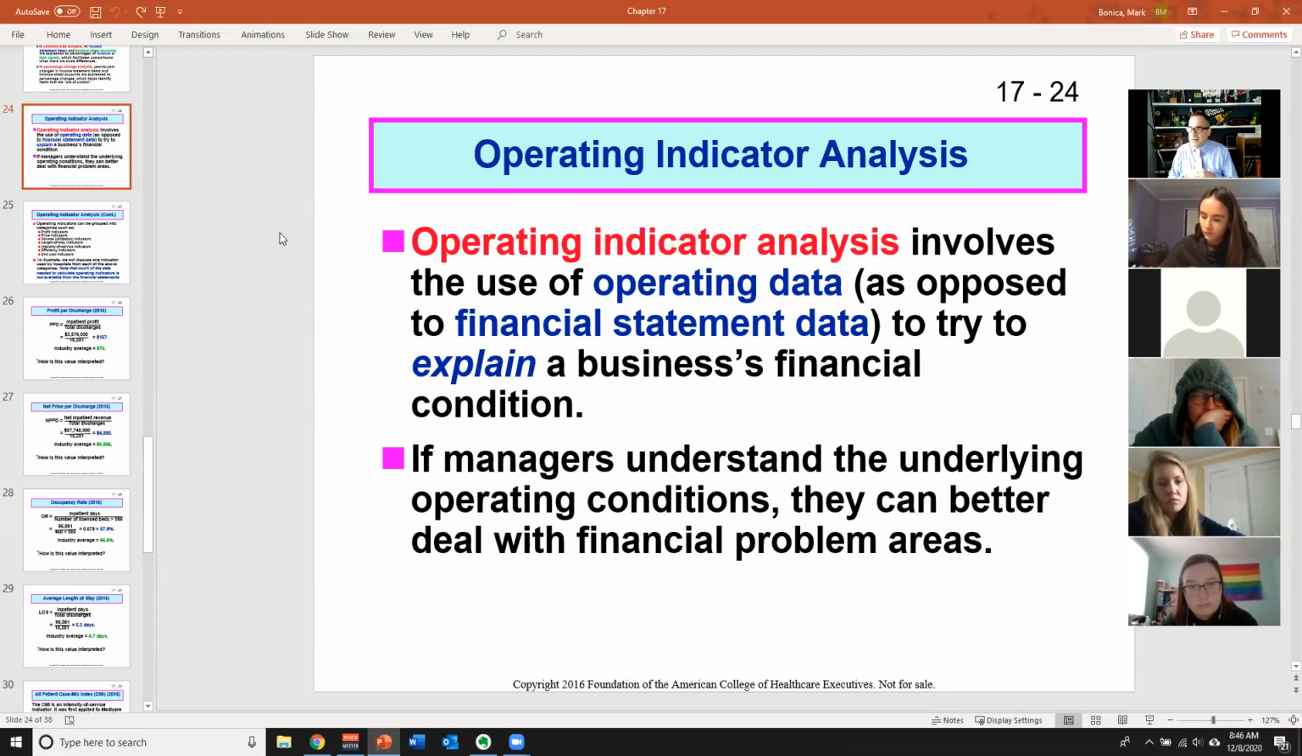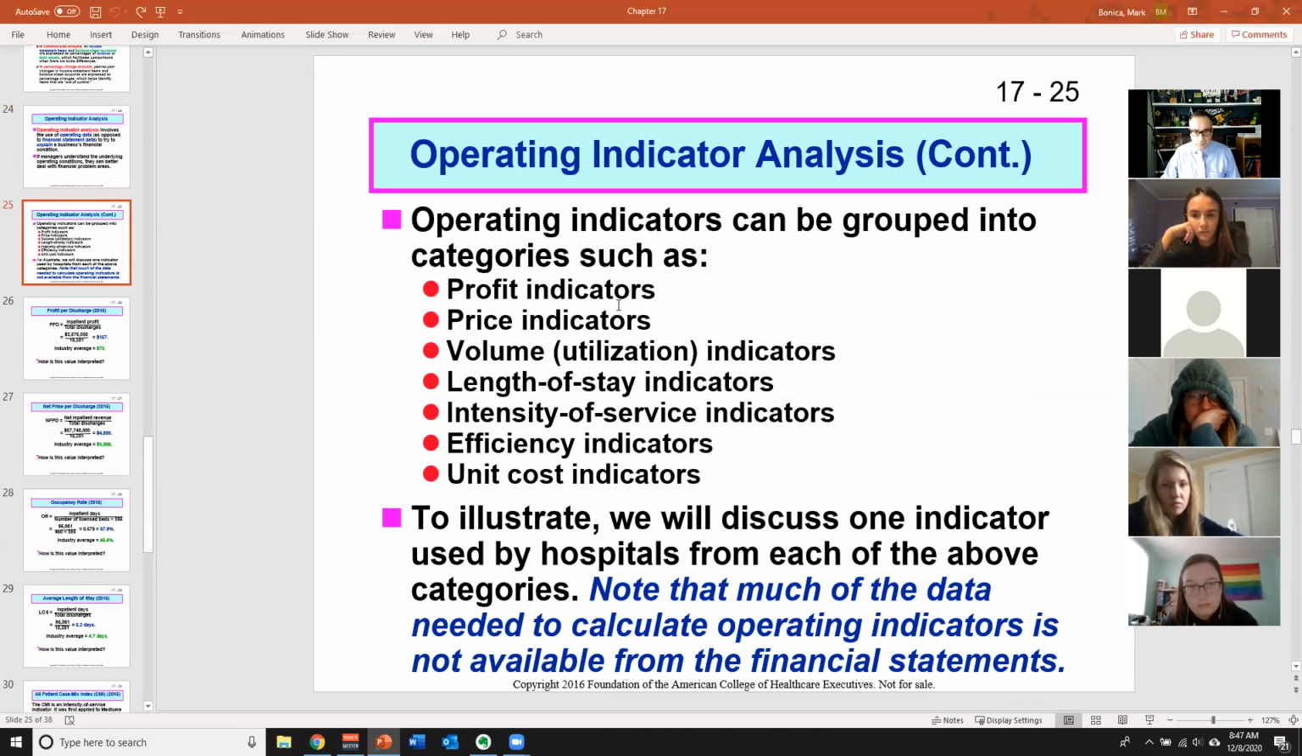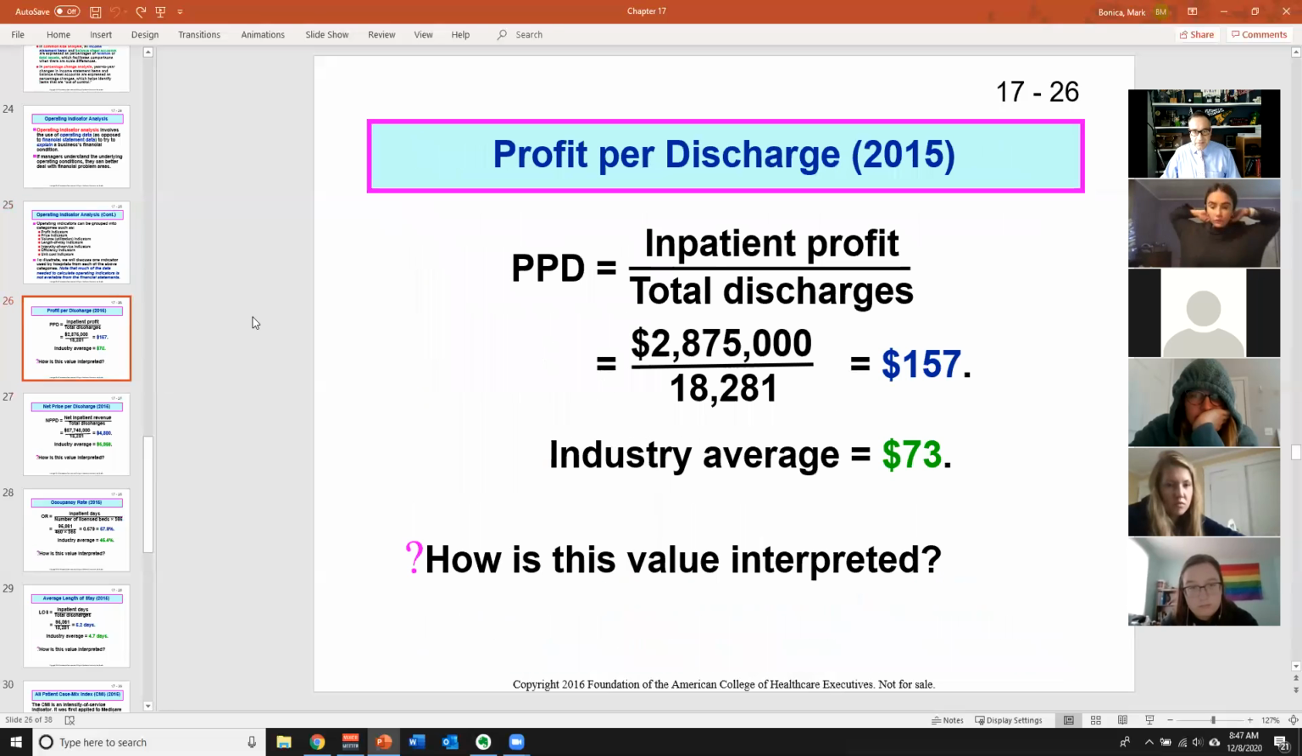So now we've been talking about financial indicators. Organizations also follow operating indicators, which are a blend of finance and operations. So we've got a variety of different categories. So let's talk about a few. Profit per discharge. So here we're going to be trying to measure the efficiency of the organization. Are we doing a good job controlling costs and earning profit, right? Because profit is revenue minus expenses.